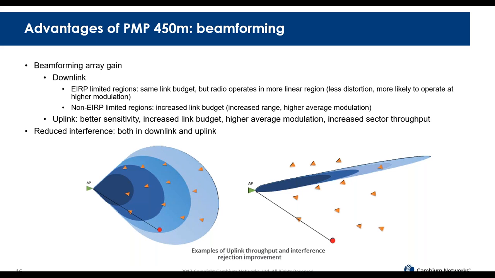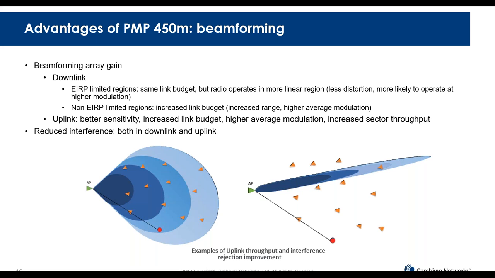So the array gain is added to the sensitivity of the device, which means we have an increased link budget, which means we have a higher average modulation. And at the end of the day, this translates into higher sector throughput. With beamforming, the array gain is one of the advantages, but there is another one, which is reduced interference. And this is an advantage both in the downlink and in the uplink direction.